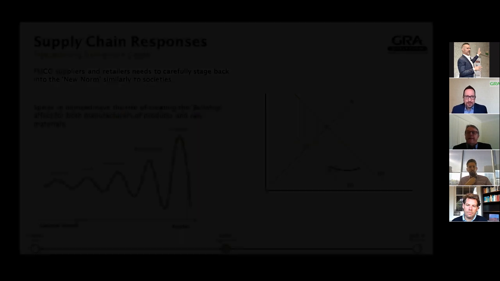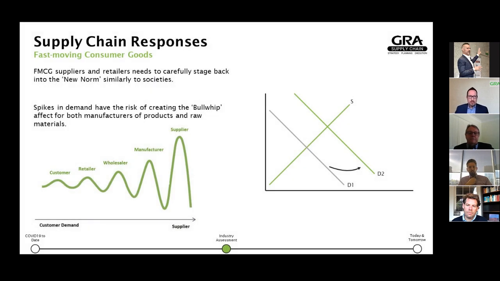Okay, I'll take you through the fast-moving consumer goods industry outlook. And I guess for those of you who have played the beer game, the 1980s supply chain simulation game which came out of MIT, this graph would be very familiar to you, the concept of the bullwhip effect. We've seen almost unprecedented demands come through our retailers at this point, creating massive spikes in demand, affecting manufacturers and raw material suppliers as we try to keep up.